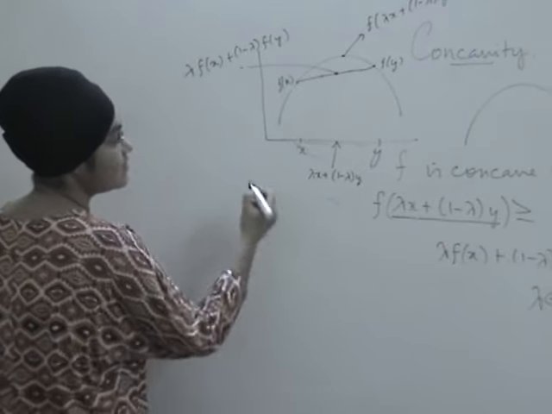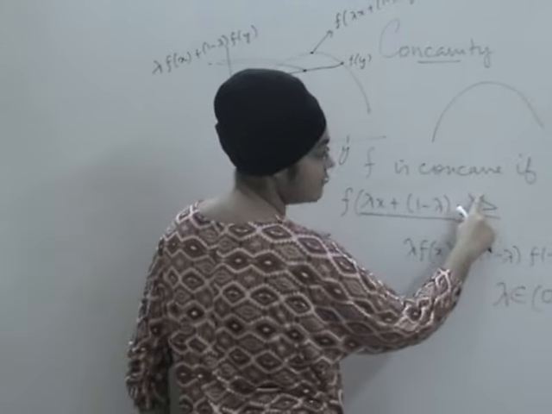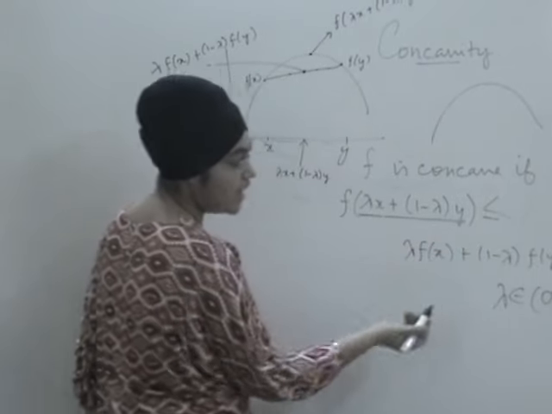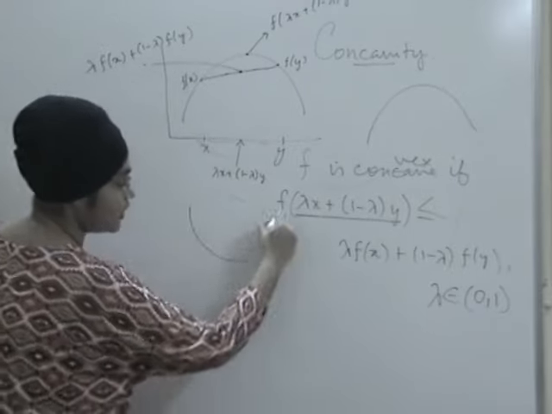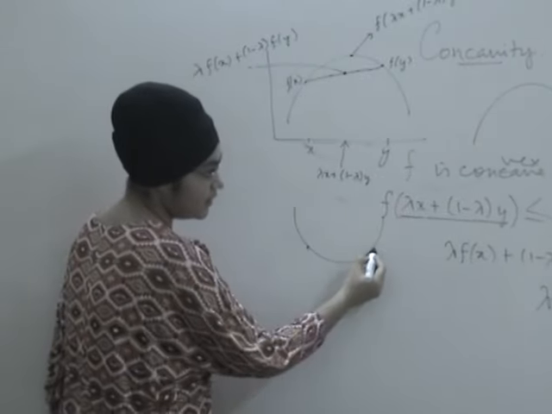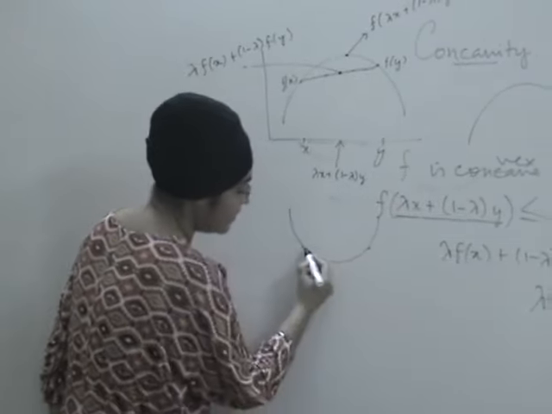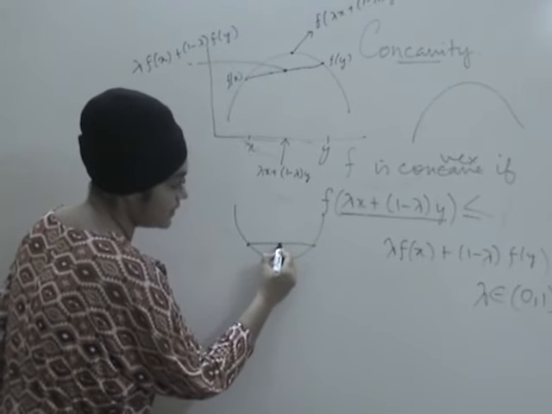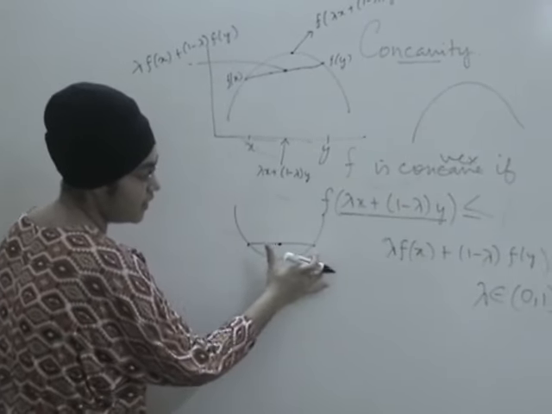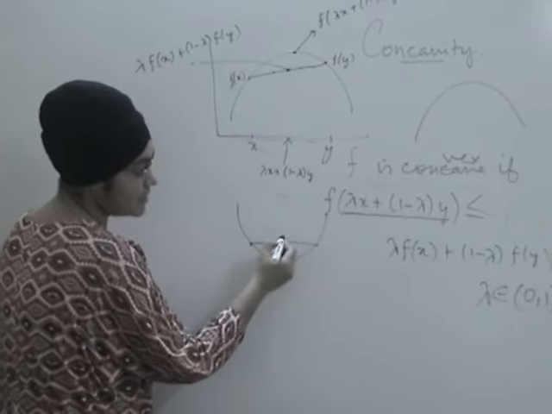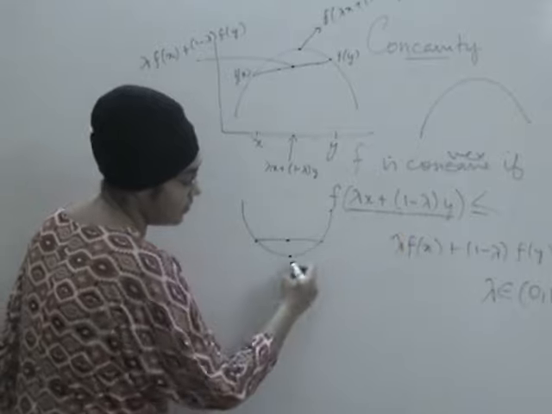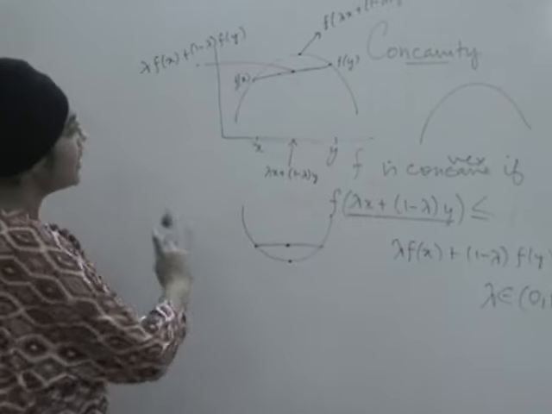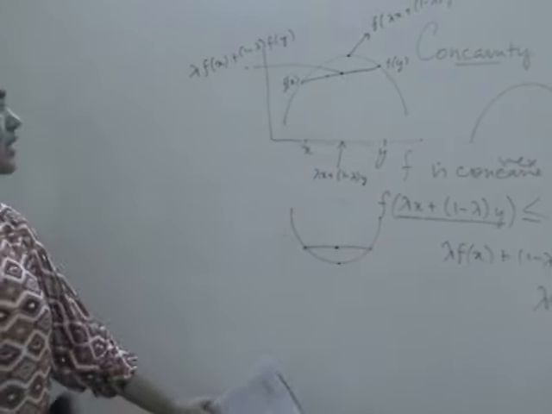And similarly, if I reverse this sign, if I say this is less than or equal to, then I will end up having a convex function which will start looking like this, so that the thing which is higher is this point, any point here. So the linear combination of the value of the function is higher than the value of the function at the linear combination of x and y. So I hope this is something which everybody knows.